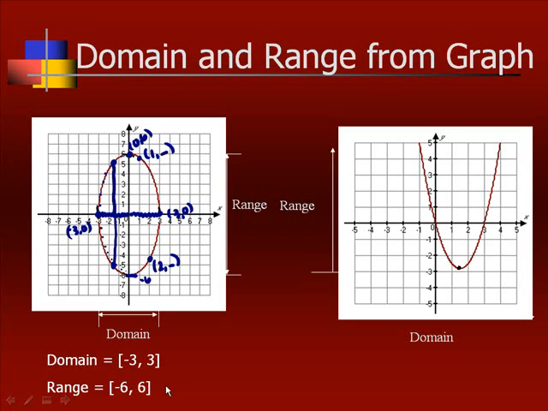Second picture, they give us a graph. Now, if they would have put a dot on the end, then that means that graph would stop right there. We'll talk about this real quick.